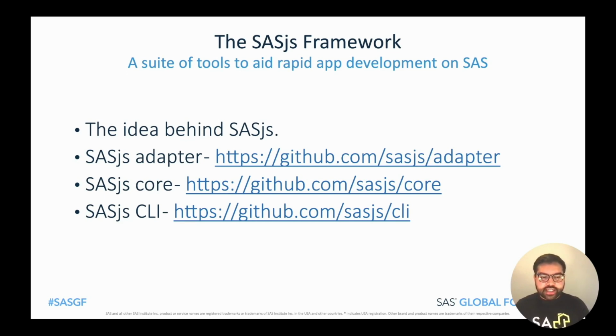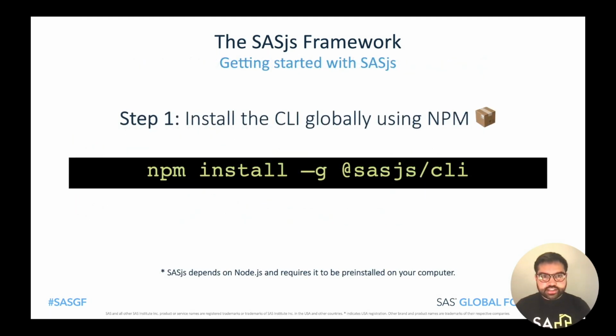We also have SAS.js Core, which is our reusable macro library, which can be used in your SAS projects. And we, of course, have the SAS.js CLI, which is a command line tool that you can use to scaffold out opinionated SAS projects, build, compile, and deploy them. Let's get started with the SAS.js framework.